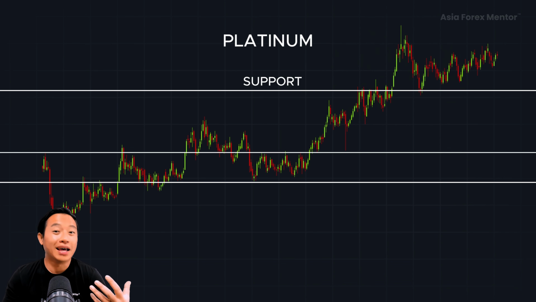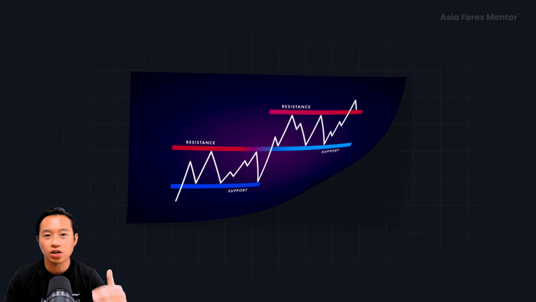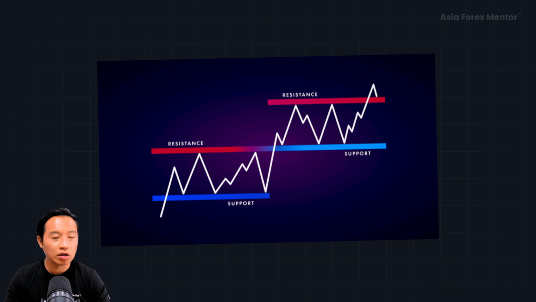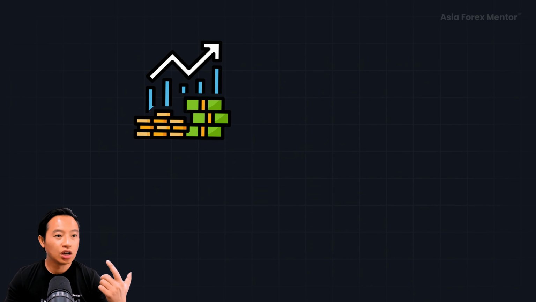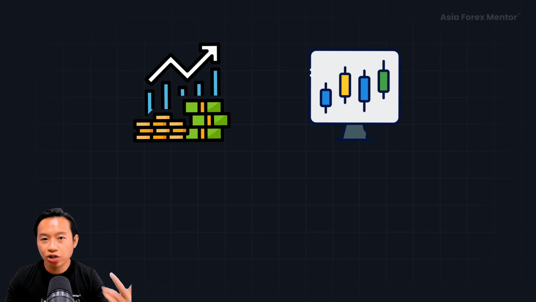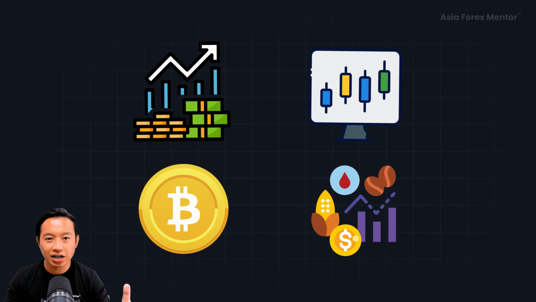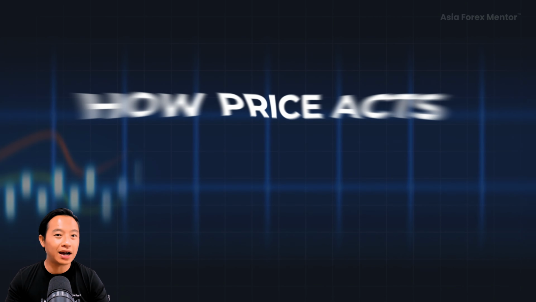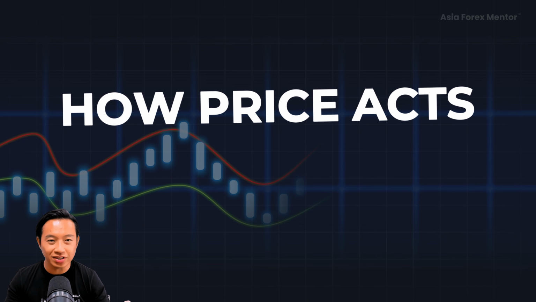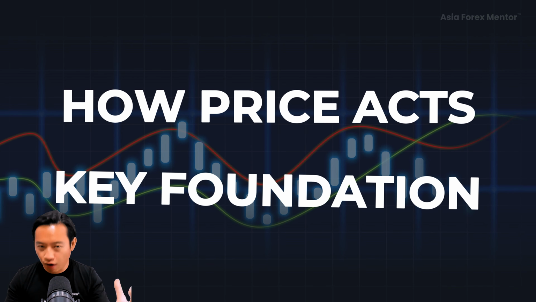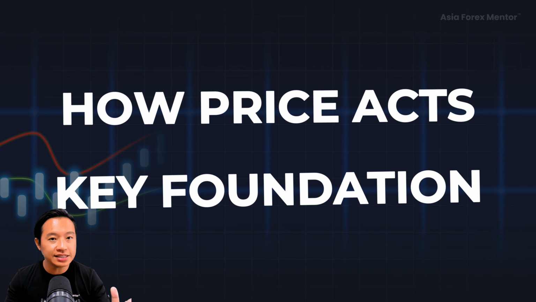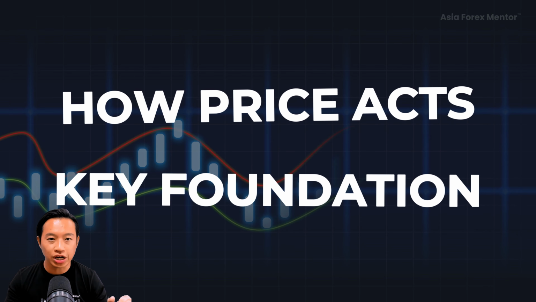So I hope that the explanation is clear. This is basically how support and resistance works on your chart. This works essentially on any instrument out there, whether it is stocks, Forex, crypto, commodities, etc. So it is essential to practice and observe how price acts around these areas, because this is the key foundation of trading. So keep an eye on how price reacts at these support and resistance levels on your chart.